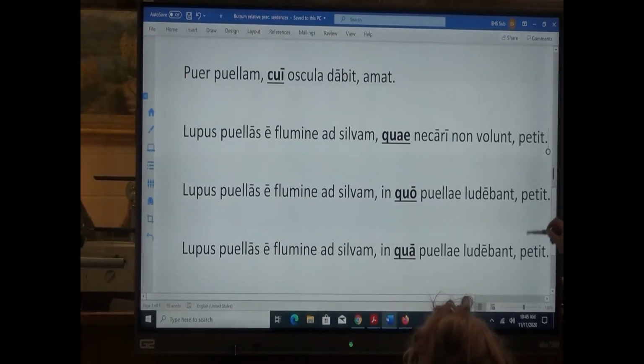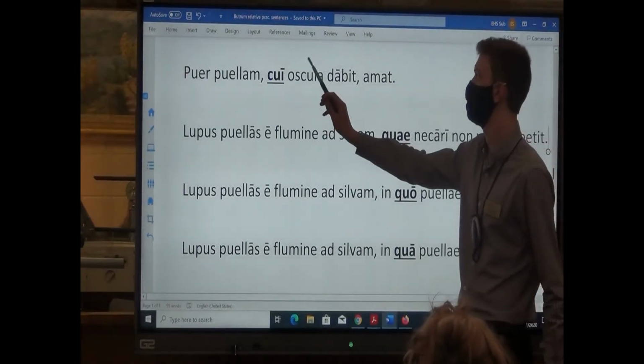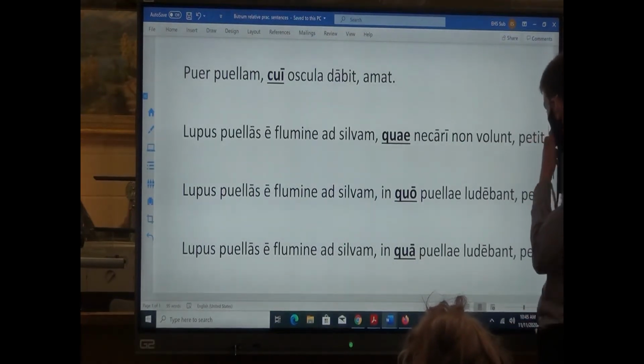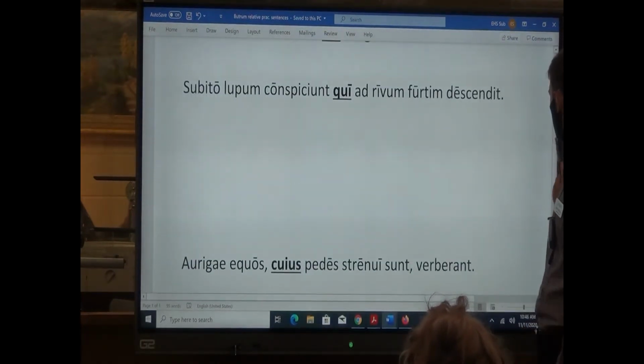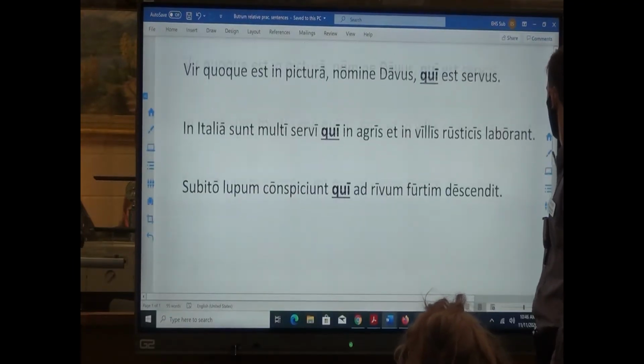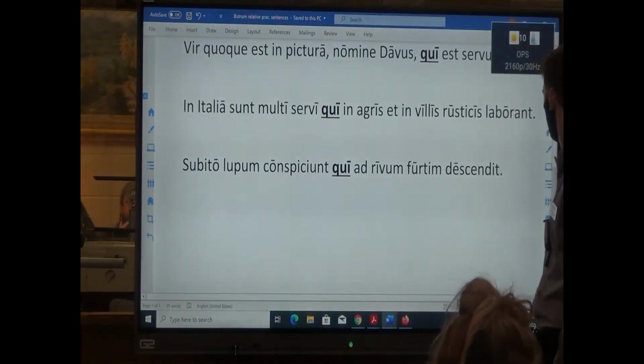Okay. Let's go to puer puellam, qui oscula dabit, amat. What is our relative clause here? Hold on. I'm sorry, guys. This thing is acting up right now.